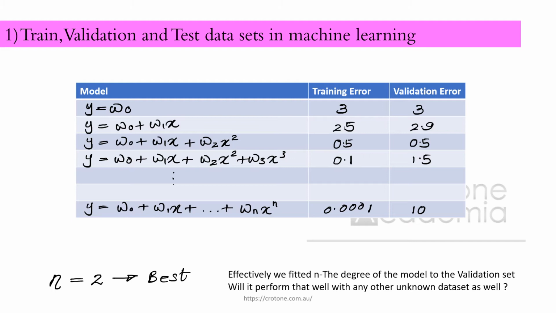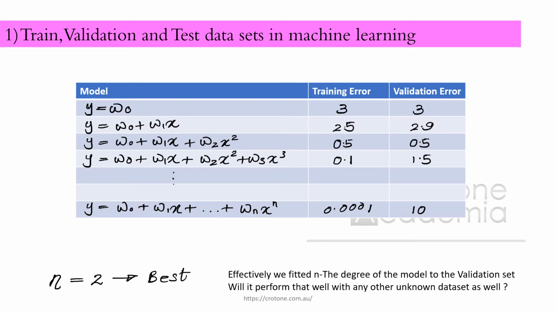If we keep increasing the complexity of the model, the training error should keep decreasing, as we know, because it fits the training data really well. But because we kept the validation dataset aside, that validation error should keep increasing. So we had the optimal fit when we had the second degree polynomial. When we go to the third degree polynomial, the validation error should be higher than that. So for the second degree polynomial we had 0.5 as the validation error, but for the third degree polynomial it has increased to 1.5.